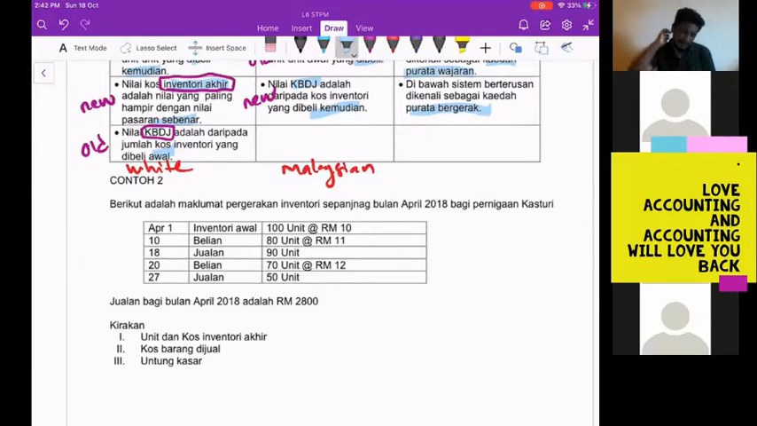Berikut adalah maklumat pergerakan inventory sepanjang bulan April 2018 bagi perniagaan Kasturi. There's some typo here. It's okay, just leave it. Your inventory awal is this much. You beli, jual. Lepas tu your jualan for the year is 2,800. And now you need to calculate unit dan cost inventory akhir, cost barang dijual, untung kasar.